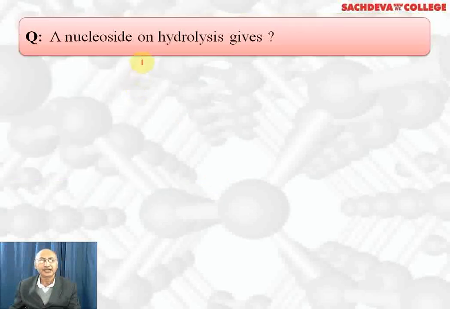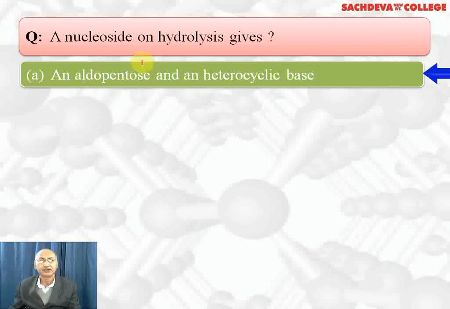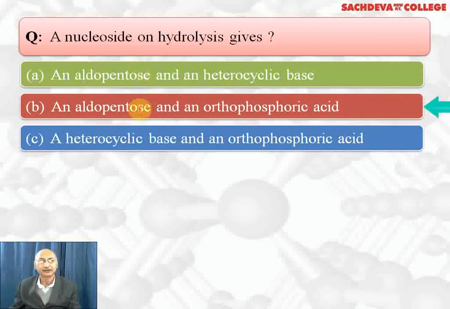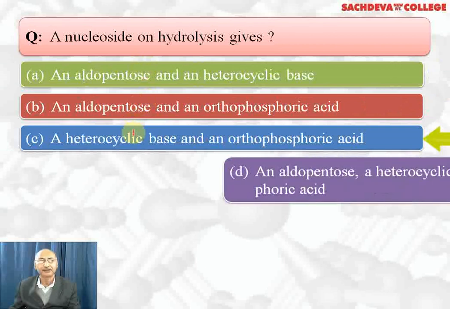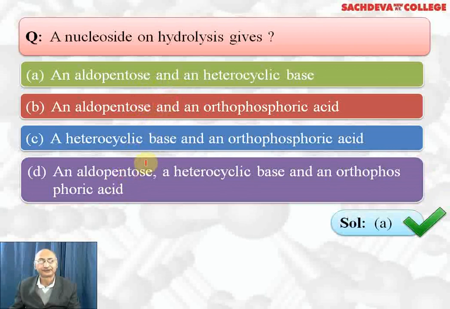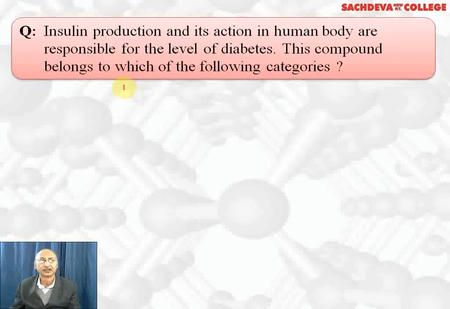A nucleoside on hydrolysis gives an aldopentose and heterocyclic base, aldopentose and orthophosphoric acid, a heterocyclic base and orthophosphoric acid, or aldopentose, a heterocyclic base and orthophosphoric acid. Correct answer is A part, an aldopentose and heterocyclic base. Nucleotide on hydrolysis gives aldopentose, heterocyclic base and orthophosphoric acid. Nucleoside gives aldopentose and heterocyclic base only.